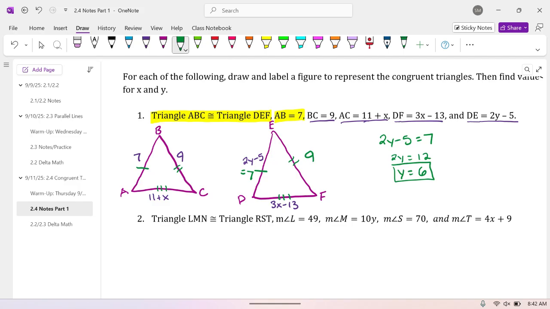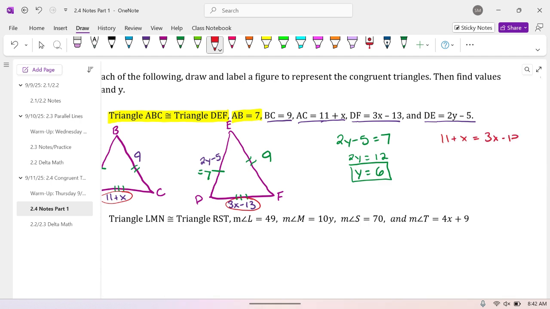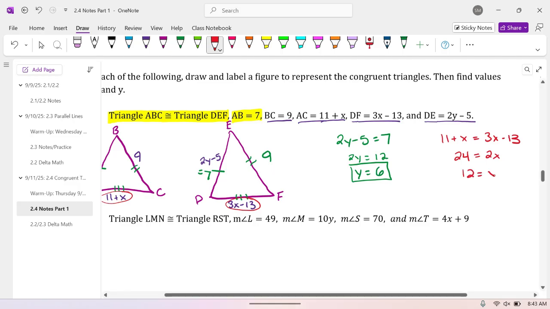Right. So since these two sides are congruent, we just set them equal to each other and solve for x. So we get 11 plus x is equal to 3x minus 13. So move the x's and the constants around, and I get 24. So that's 11 plus 13 is equal to 2x. So that's 3x minus x. Divide by 2, 12 is equal to x.